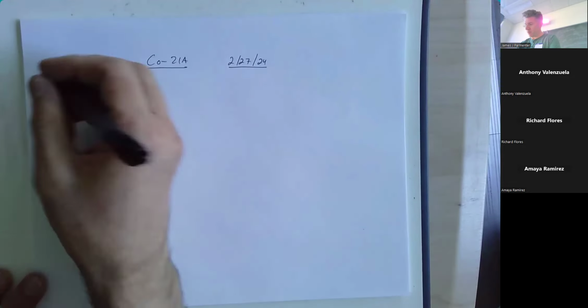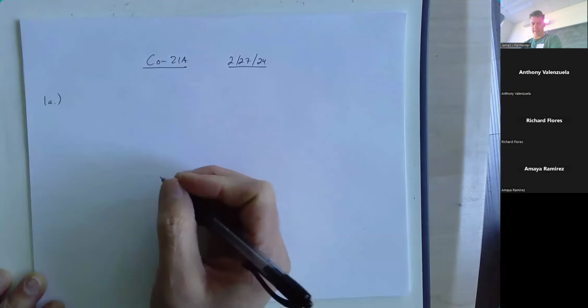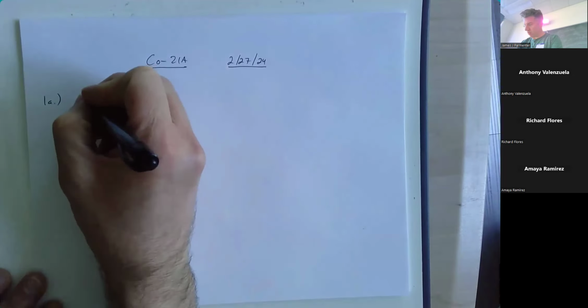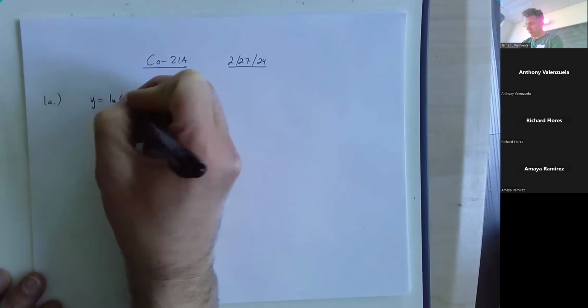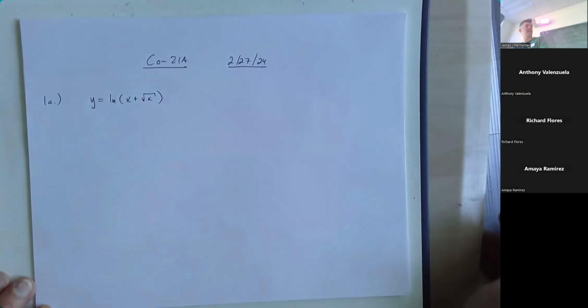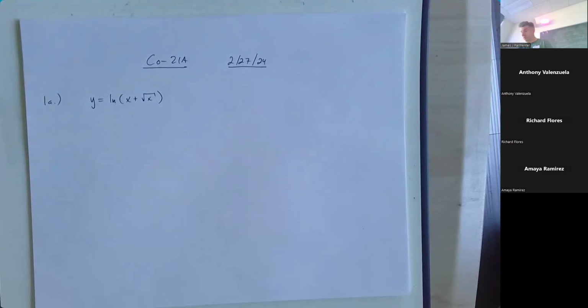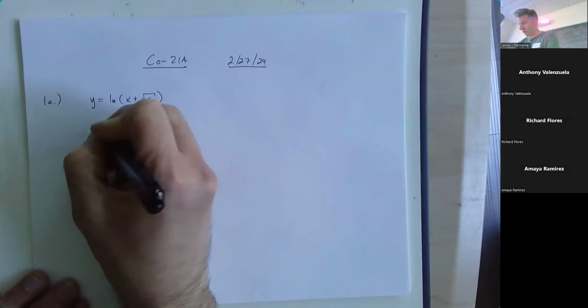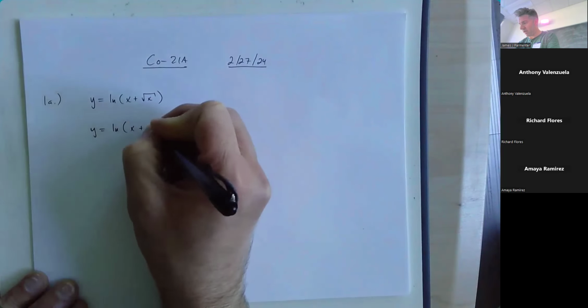Interesting, even small one. So our first one here for 1A, and this is Grosvenor's practice exam, is we've got y equal to the natural log of x plus the square root of x. Now he does make one simplification before he differentiates, which is totally fine, and I would encourage you to do so as well. So he rewrites this as y equal to the natural log of x plus x to the 1/2.